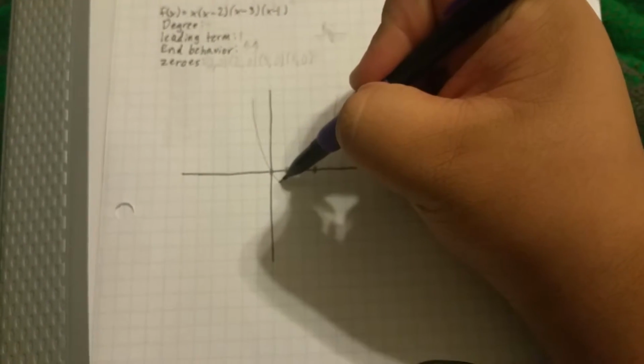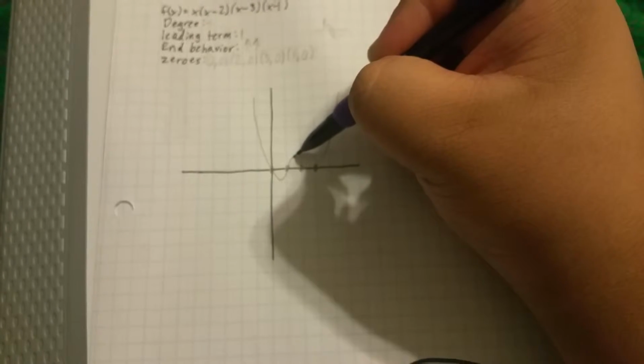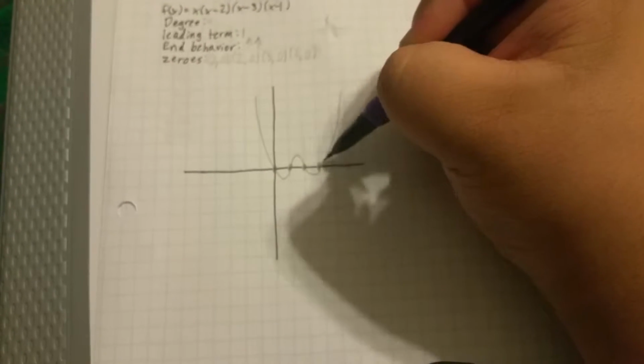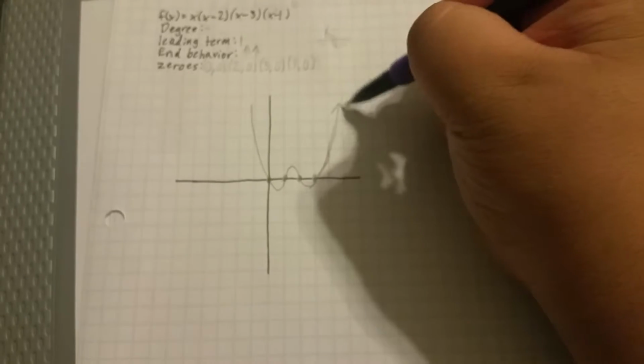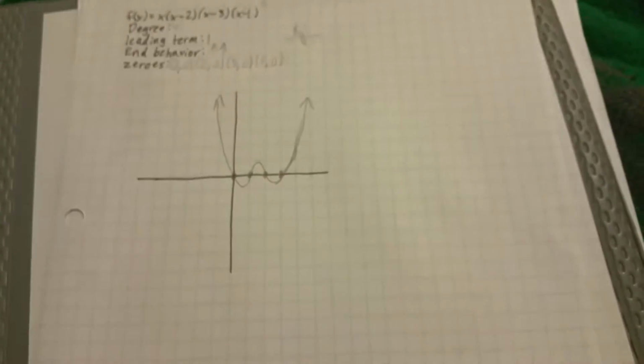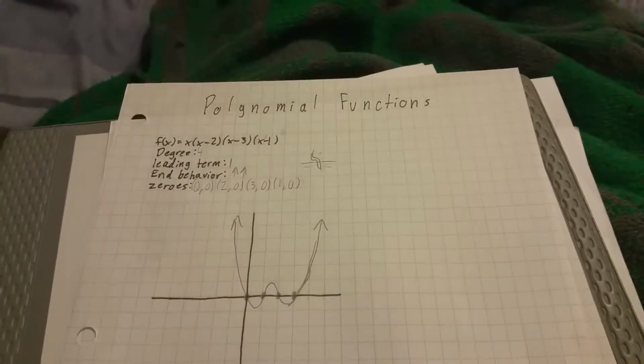At 0, it would cross, go back to the graph at 1, go back to the graph at 2, and go back to the graph at 3. And bada bing, bada boom, that is your graph for polynomial functions.